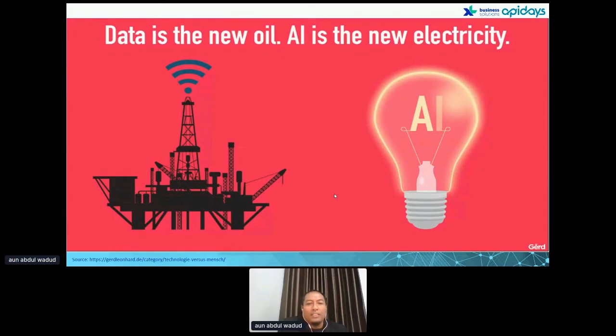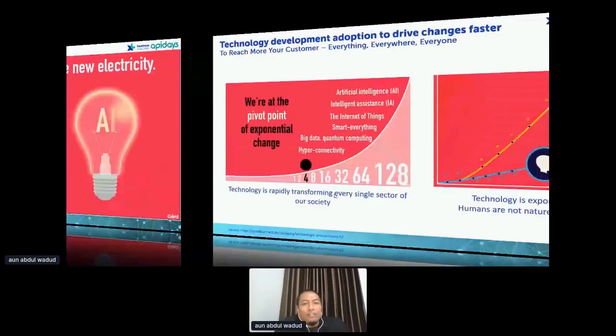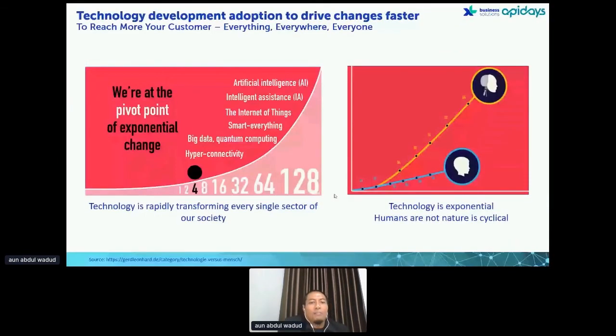There are multiple businesses that we can support with this. And as you know, technology is growing very fast. For example, in the beginning, there was binary code, until 128 bits. In the beginning we were just using the computer, and everyone was glad at that time. But right now, we can be supported by any data that we have, and it goes to artificial intelligence. Also, technology is growing exponentially, while humans grow too, but not as fast as the technology itself.